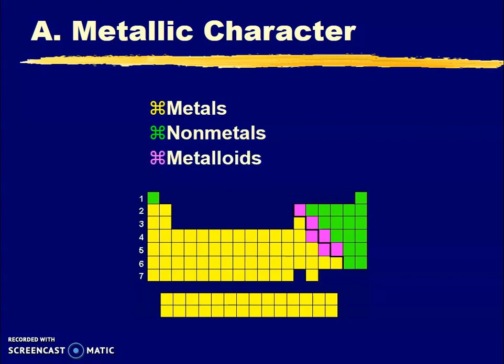And then we have what I have written in purple. This is along that dark stair-step line. These are the metalloids. These guys, it depends on the situation that they are in, whether they act like a metal or they act like a non-metal. So it depends on who they're going to interact with.